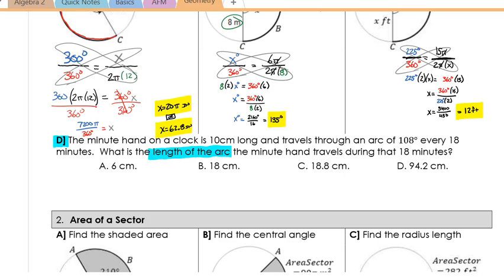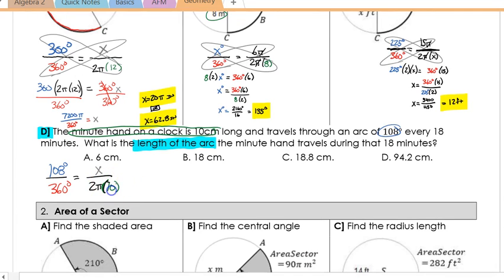So I'm going to set up the proportion to start with. Ratio of degrees to ratio of circumferences. We're trying to find the arc length, so this is my unknown value here, x. We have to be given all the other information then. We are given that the degree measure is 108 degrees. And we're actually given the radius here as well. The minute hand is 10 centimeters long, so that means my radius is going to be 10. From here then, we're going to cross multiply and solve from there.